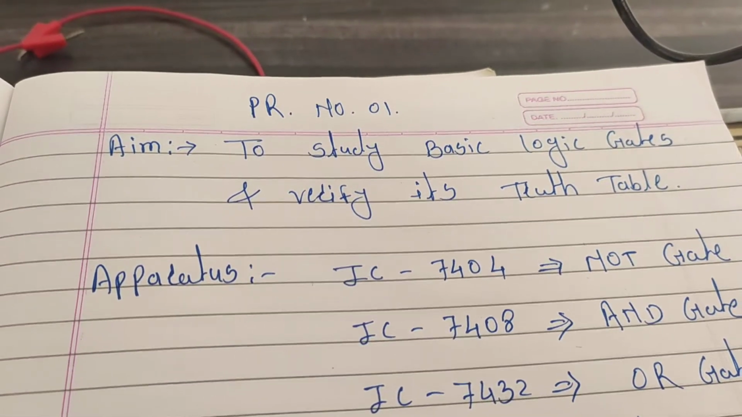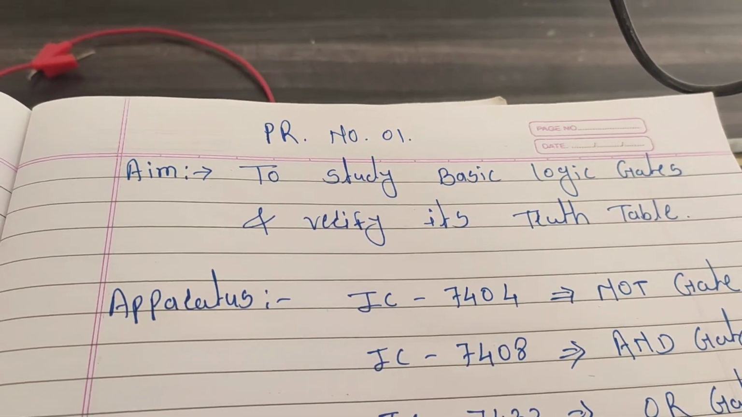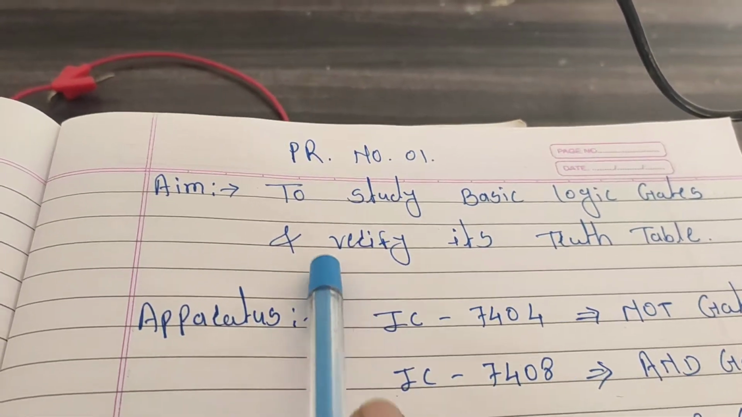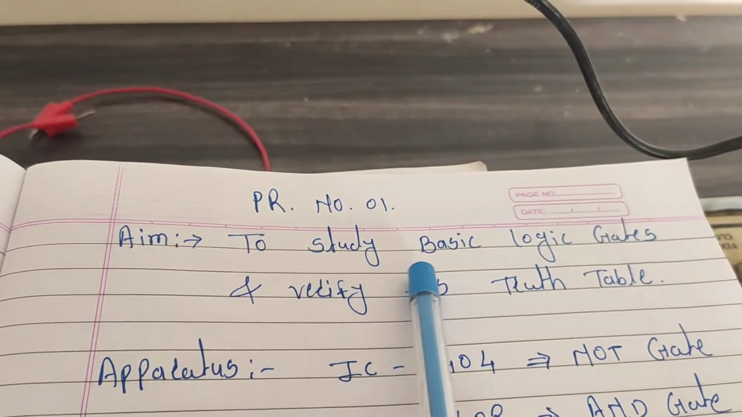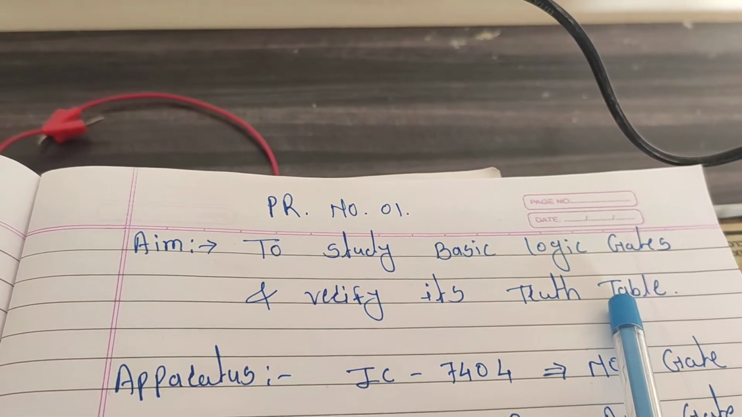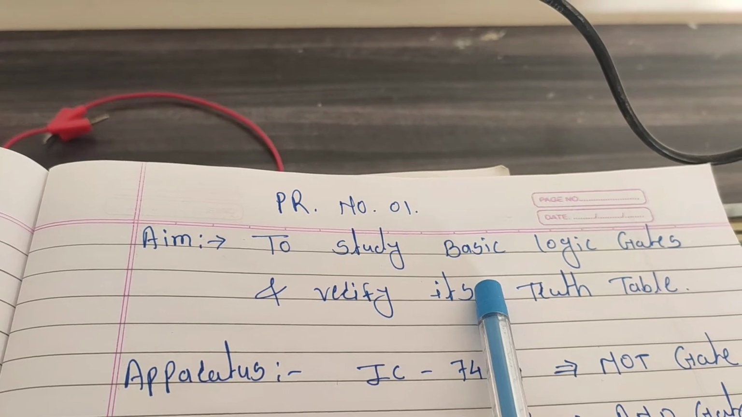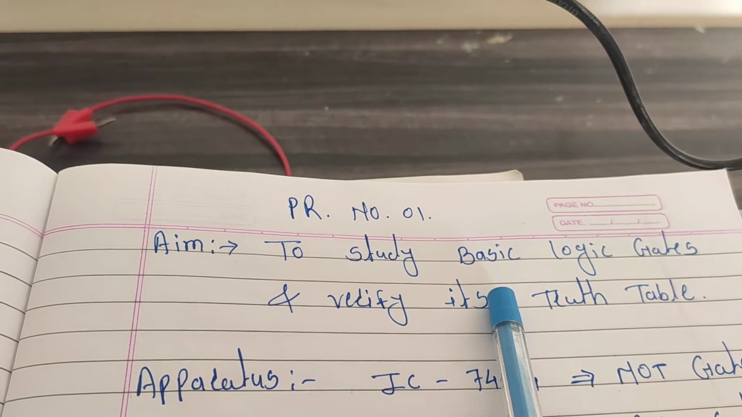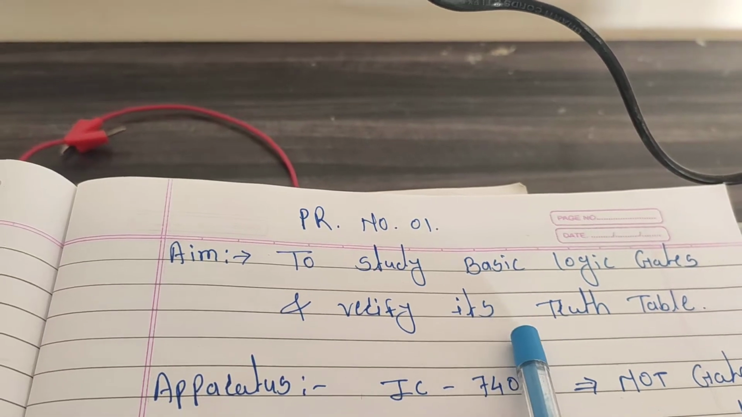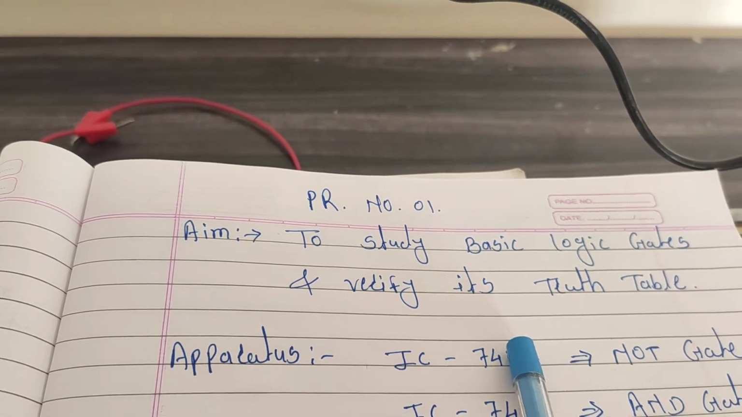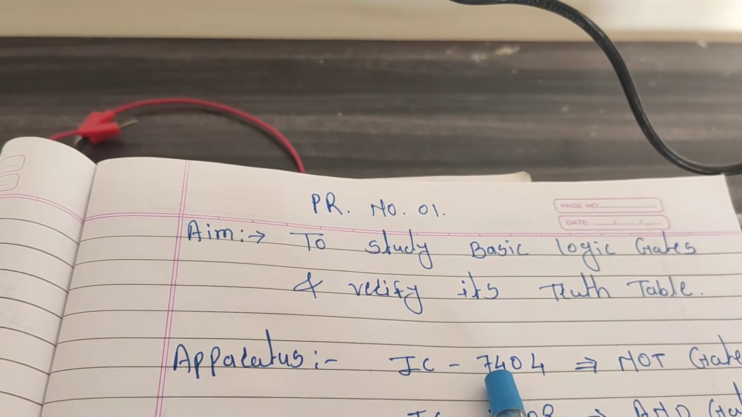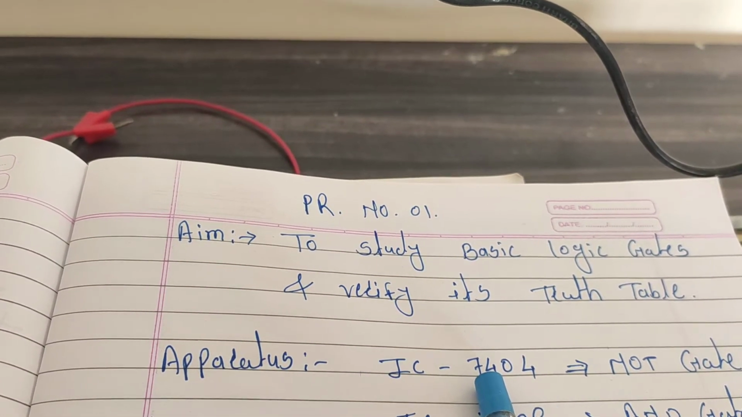Hello friends, today we will see the first practical of our digital electronics, that is to study basic logic gates and verify its truth table. In the theory lecture we have seen which are the basic logic gates and we have seen the truth tables of that. Now in the practical we can see the actual output and input of the logic gates.